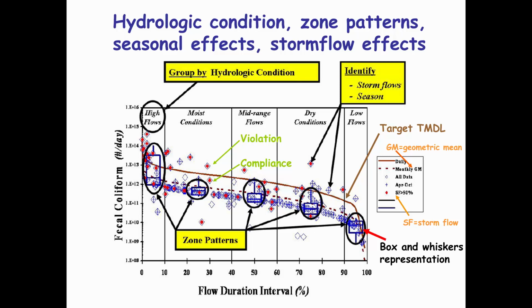Other things that we see on the graph here: one thing that wasn't mentioned before is that generally we break up the graph into different flow categories. Here the EPA recommends low flow, dry conditions, mid-range flows, moist conditions, and high flows. And the percent levels associated with each of those is the standard that the EPA recommends. So the points that all fall within the high flow are grouped based on that hydrologic condition of high flow.